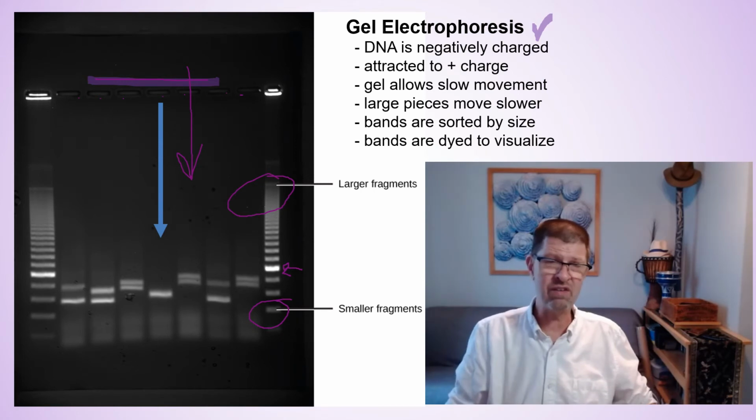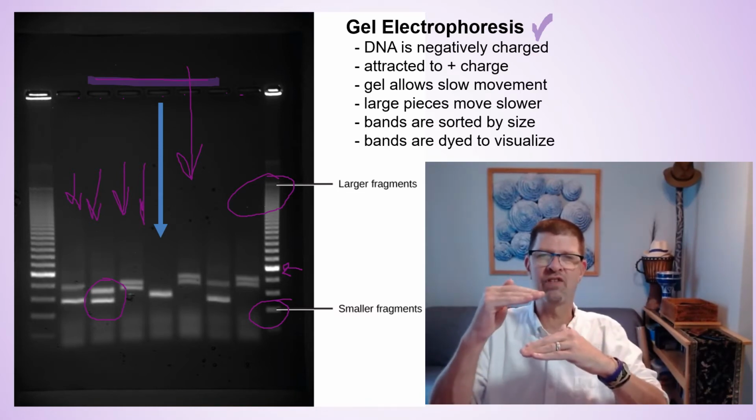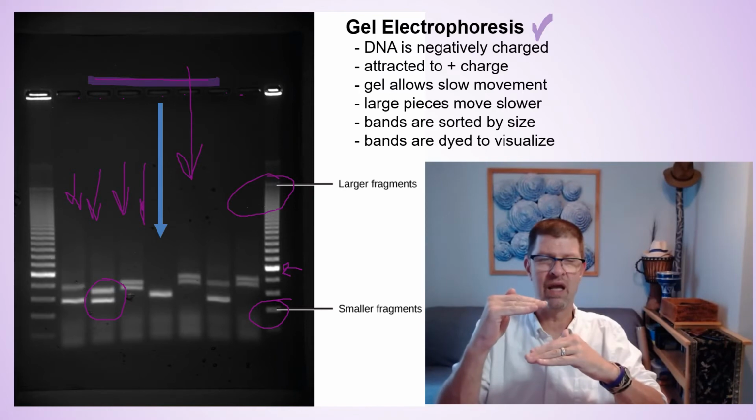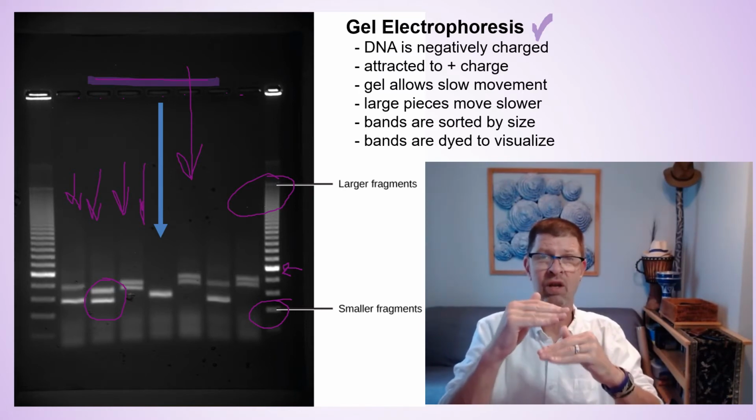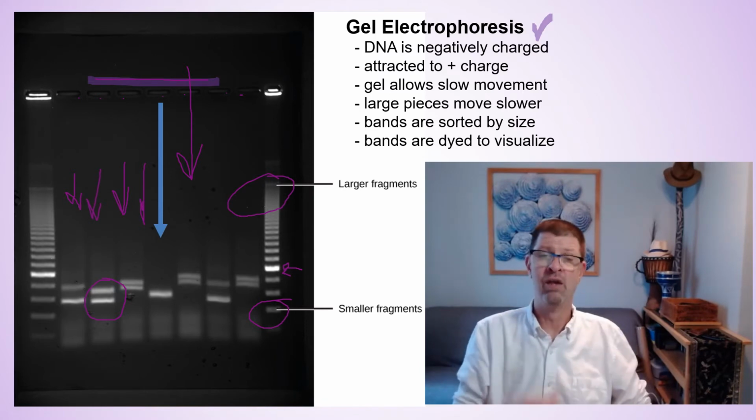So each one of these columns is actually a separate sample of DNA. And so from this, I would be able to conclude that in this sample right here, there are two different sizes of chunks of DNA. There's one that's a little bit bigger than the other because I see two big bands in that sample. So that's how we interpret this stuff.